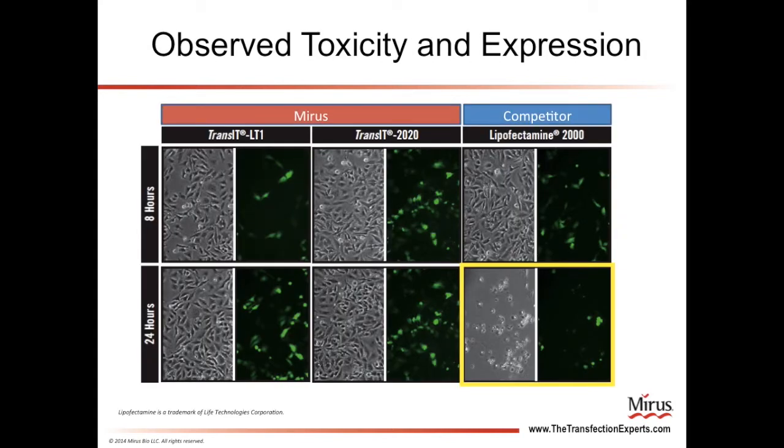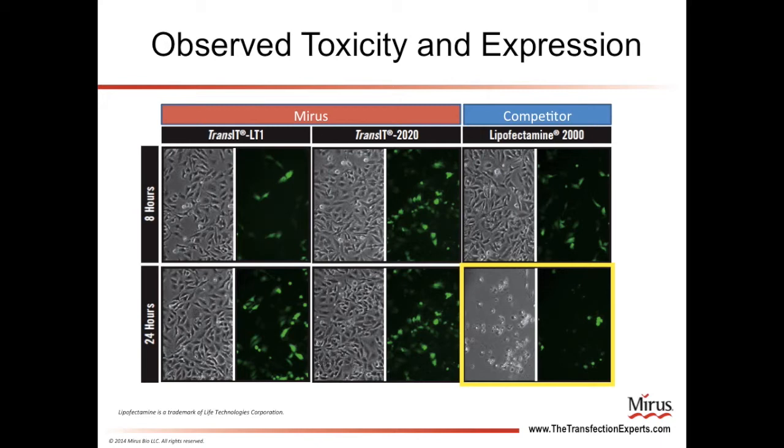One last factor that we will go over is reagent formulation. This image panel illustrates the time-dependent and formulation-dependent effects on cell health using different reagents. These are HeLa cells that have been transfected with GFP-encoding plasmid DNA using several different reagents. On the left are two Mirus reagents, Transit LT1 and Transit 2020, and in comparison is a popularly used competitor reagent, Lipofectamine 2000. Each of the reagents has a distinct formulation.